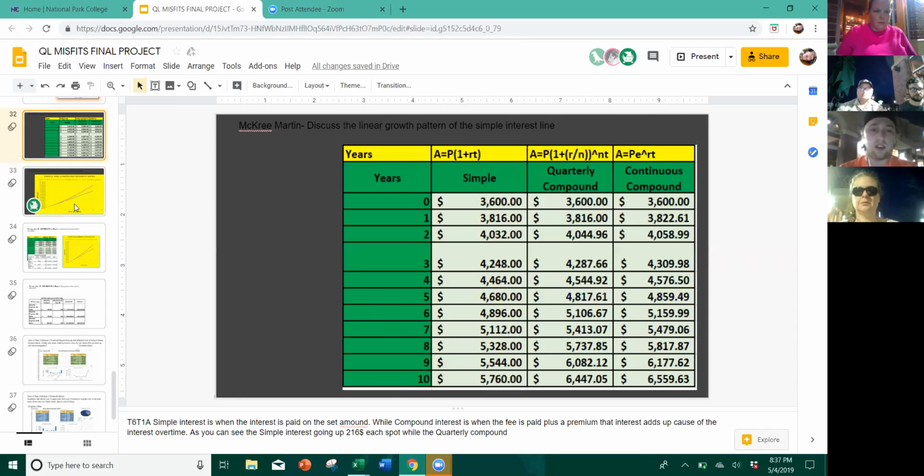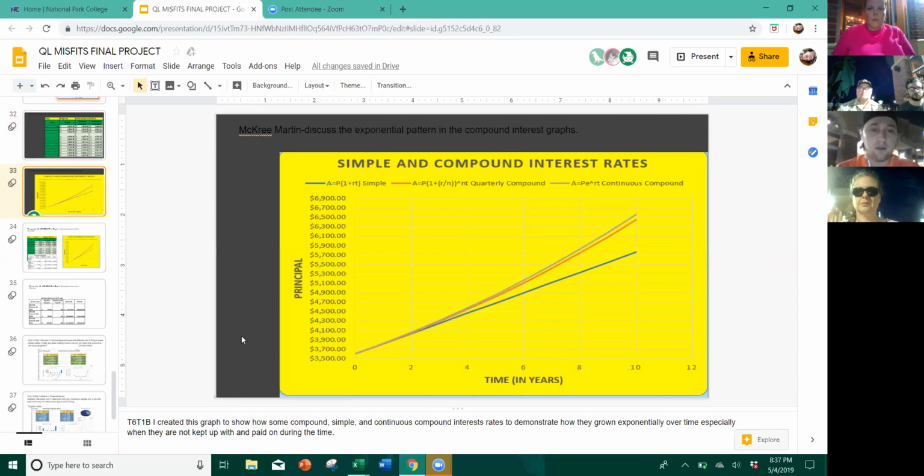And this next graph shows the exponential pattern of the compound interest. So this shows you how interest rates grow exponentially over time, especially when they are not kept paid. If you don't keep up and pay your interest, or keep ahead of it, it's going to keep building up, and you're going to end up paying more and more than you would with your simple rates.